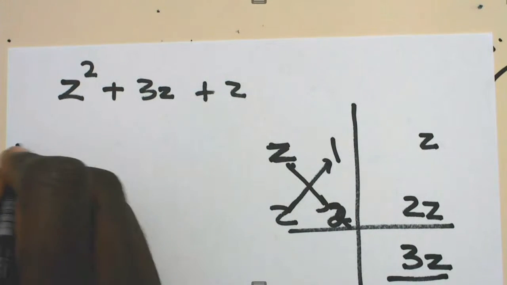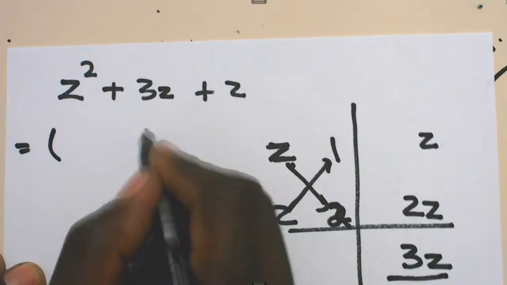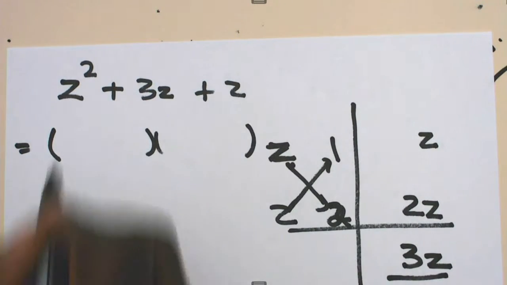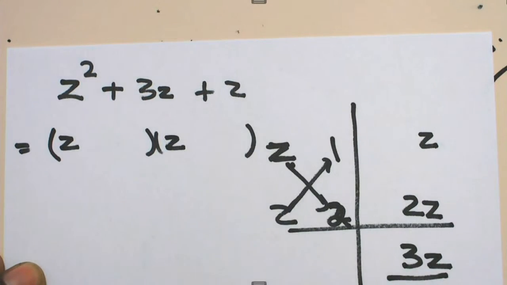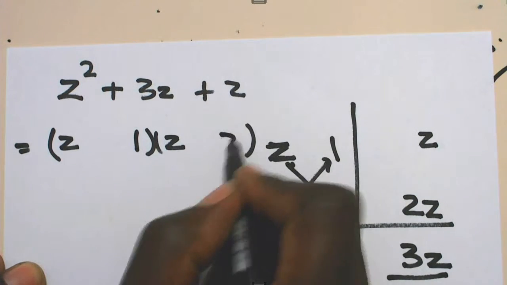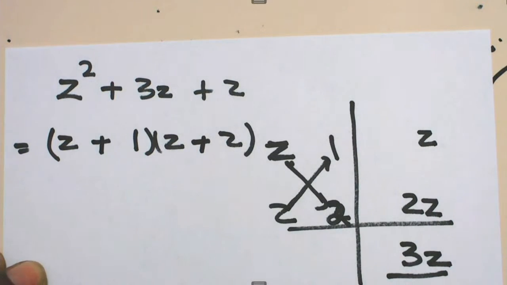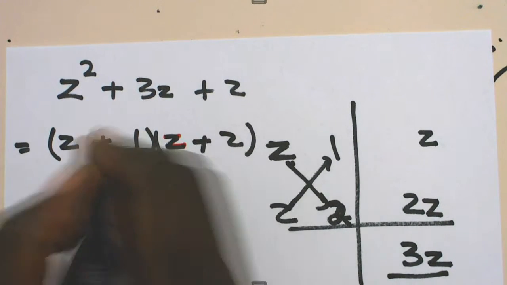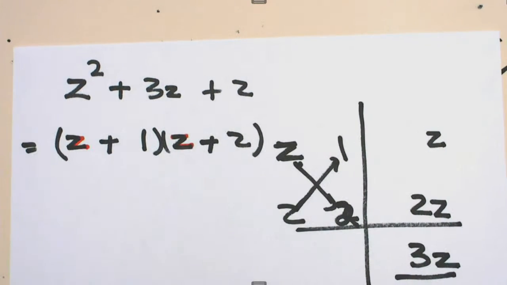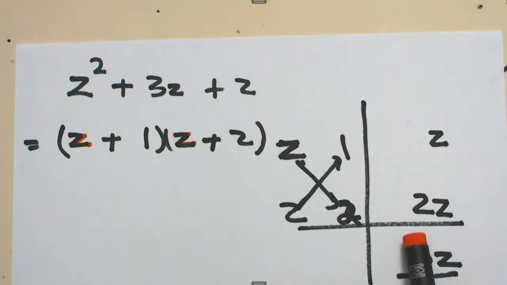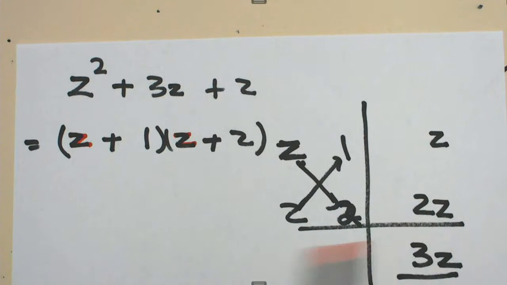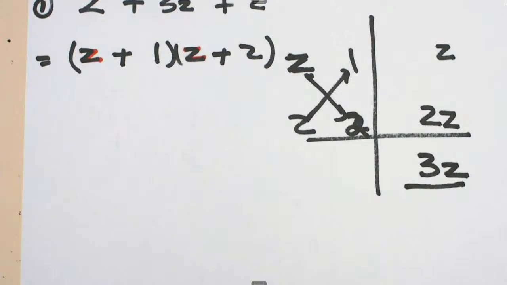Therefore, the factors of this are 2 brackets, and then it will be z and z, and then 1 and 2. And then because it's positive, positive, positive. Those are the factors. The table is very important so that you can get the factors as easily as you can. That was number 1 under trinomial.